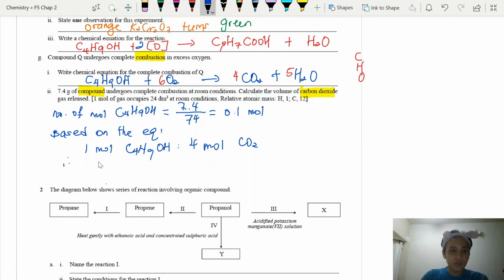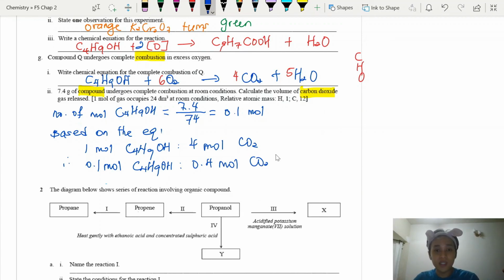So if this one is 0.1 mole, since the ratio is 1 to 4, this one multiply 4, multiply 0.1, so this one is 0.4 mole.